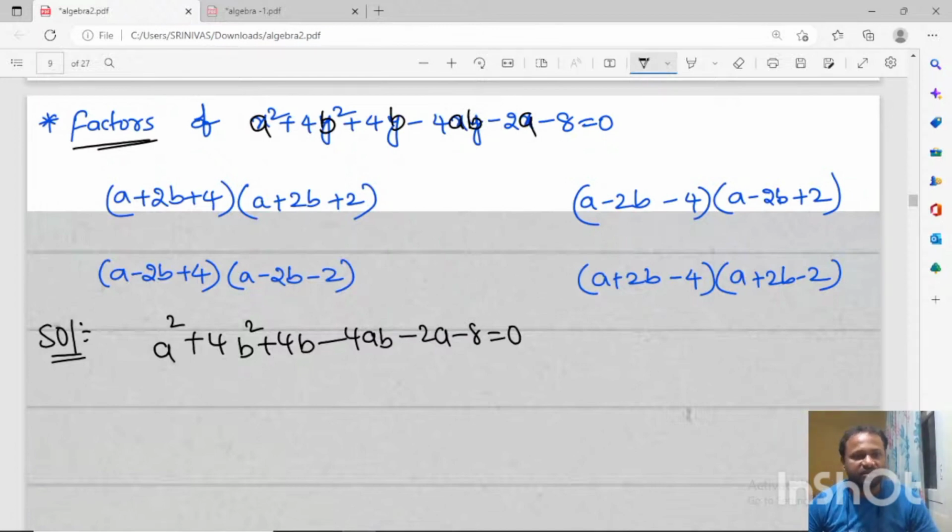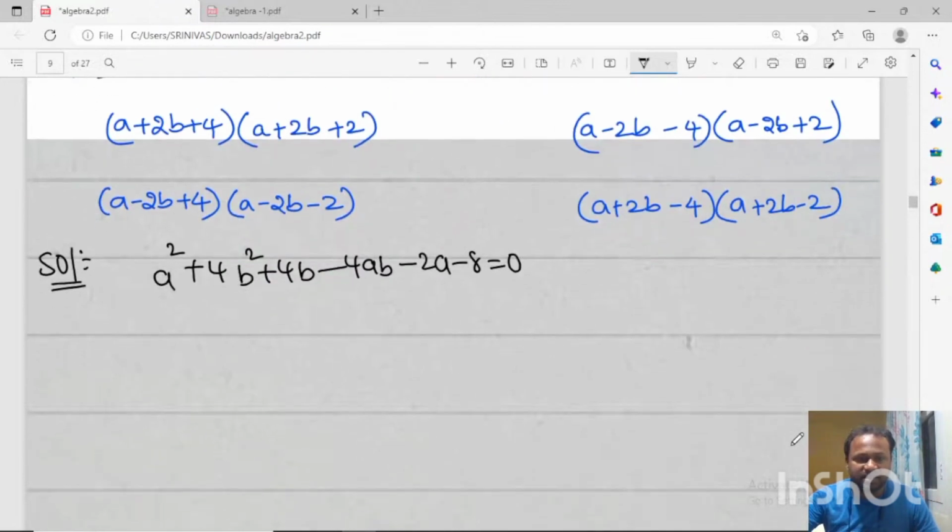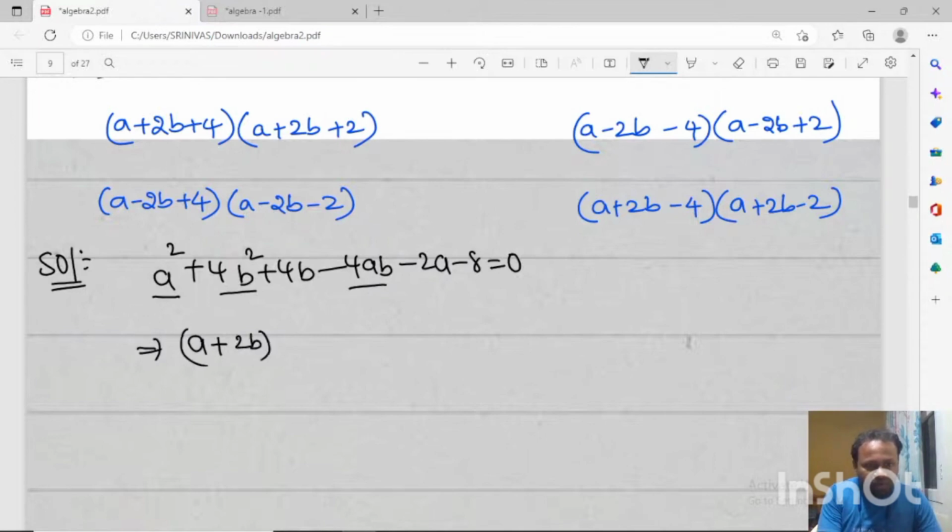We need to find the factors. What will be the factors? Now I will take these: a square plus 4b square minus 4ab. From this I will write it as a plus 2b whole square.